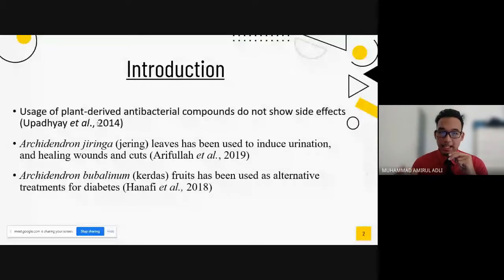The first one is Archidendron jeringa, also known as jering. The plant species is native to Southeast Asia, and the local communities have been consuming the leaves as a way to induce urination and also to treat wounds and cuts.